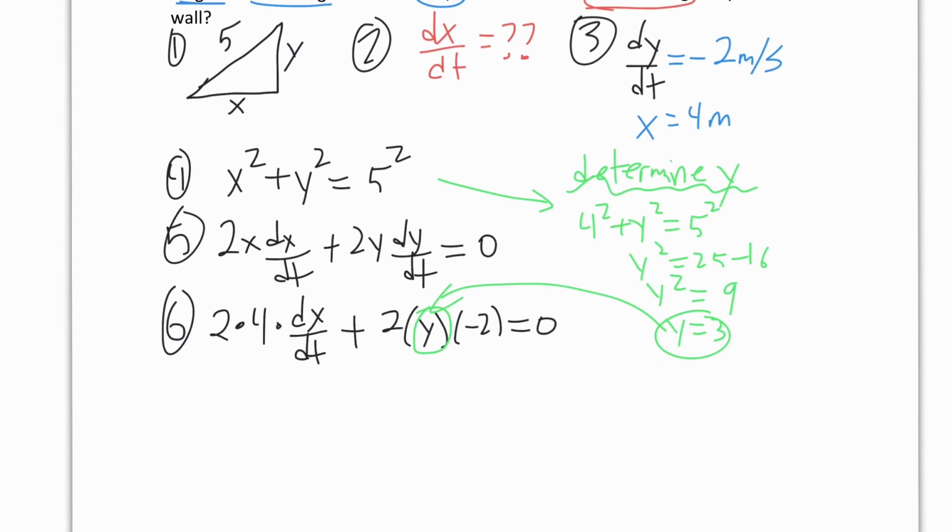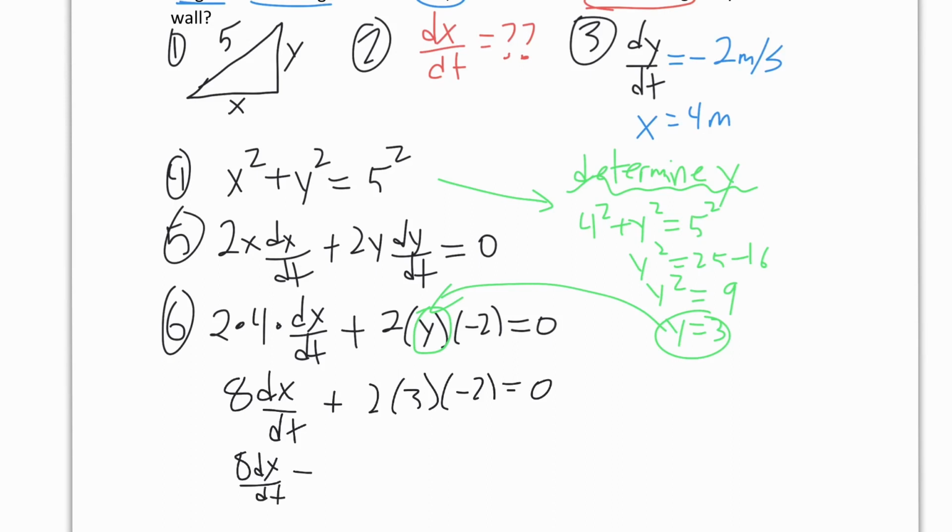We're going to get 2 times 4, which will be 8 dx/dt, plus 2 times 3 times -2 equals 0. Or 8 dx/dt is equal to, when you move that to the other side, it's going to become a positive 2 times 2 times 3, so 12. And you can divide both sides by 8, so dx/dt is equal to 12 over 8, which, make sure you simplify, will be 3 over 2.